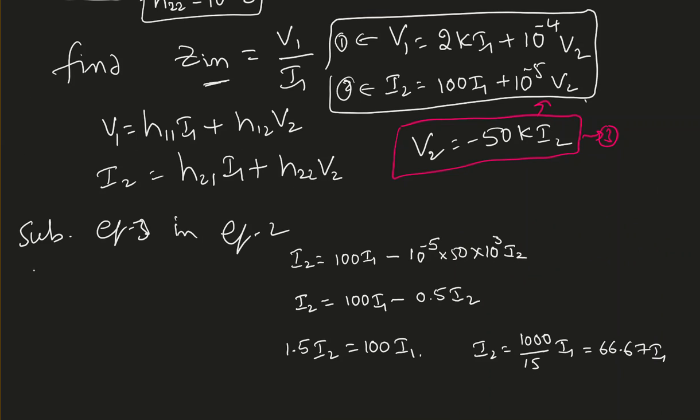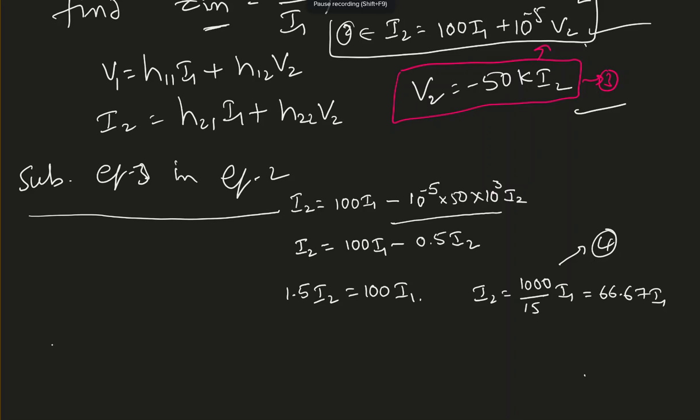So that's what we are doing here. I'm substituting equation 3 in equation 2. So here is my equation 3. In equation 2, I substituted V2 equal to minus 50K I2. We will end up with 1.5 I2 equal to 100 I1. So I2 equal to 66.67 I1. So now I'm going to label this as equation 4.